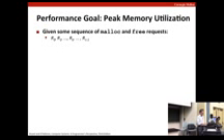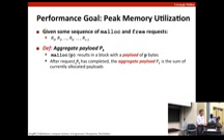Now, peak memory utilization measures how efficiently the allocator uses the heap, how much is wasted on overheads in the data structures that the allocator uses in its implementation. So we'll define a payload. When an application makes a call to malloc, it's requesting a certain size block. And that block is called the payload.